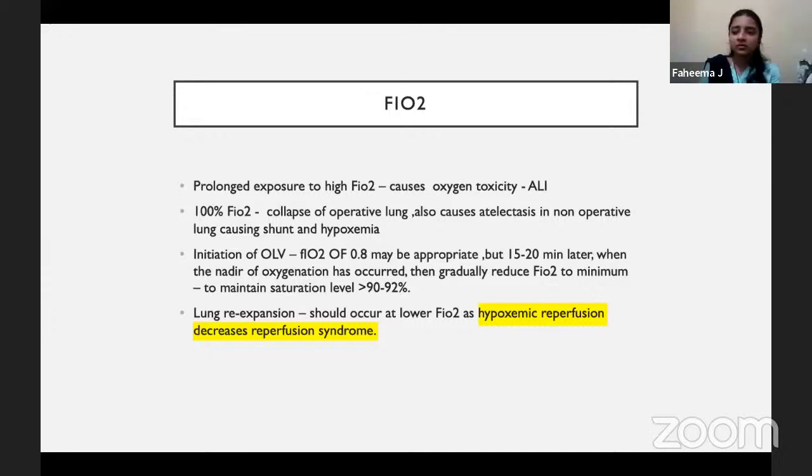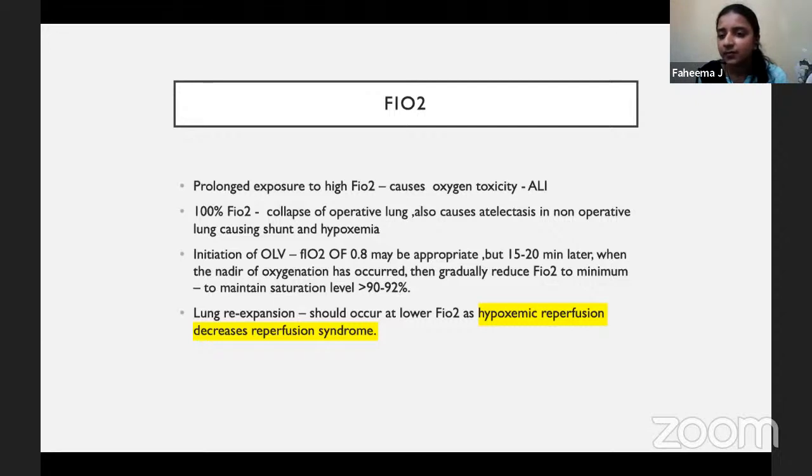For pre-oxygenation, we have to start with the FiO2 of 100%, sir. And once the isolation of one-lung ventilation is initiated, we can gradually reduce the FiO2 to achieve a PaO2 of 90 to 100 millimeters of mercury.